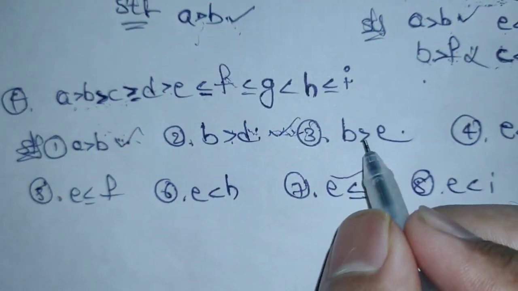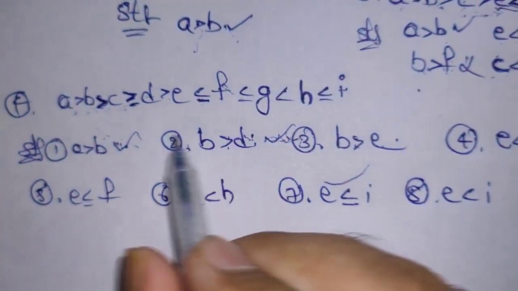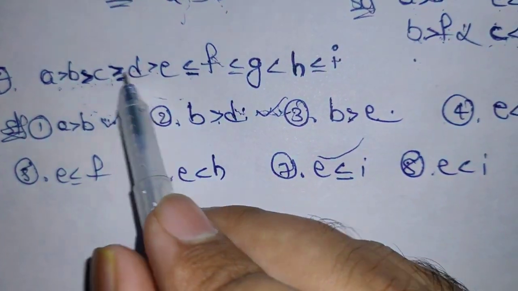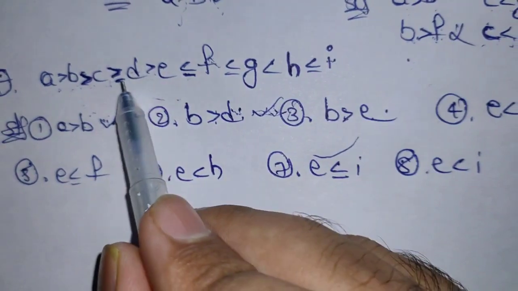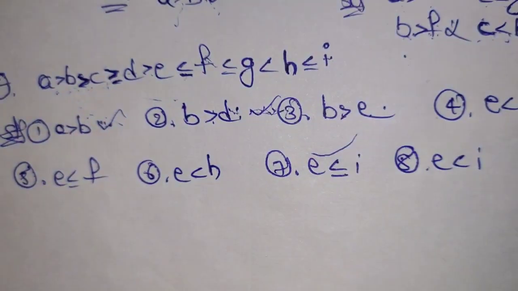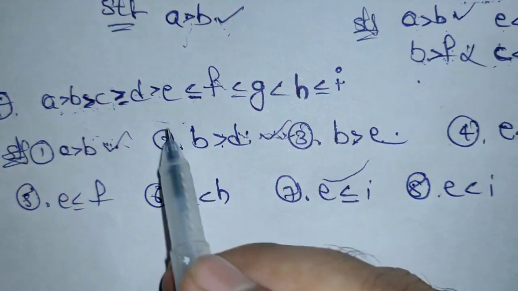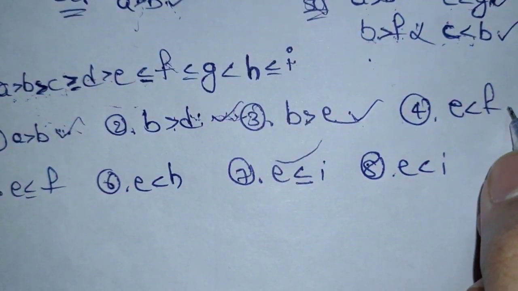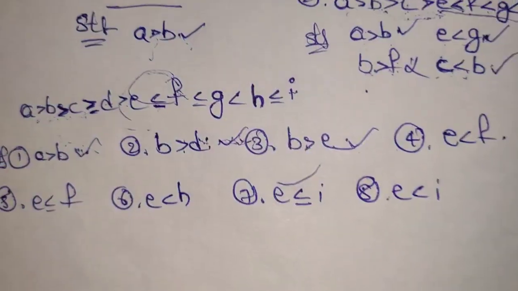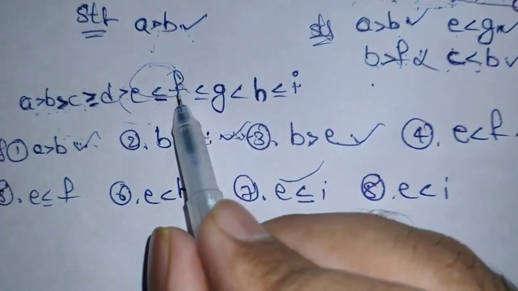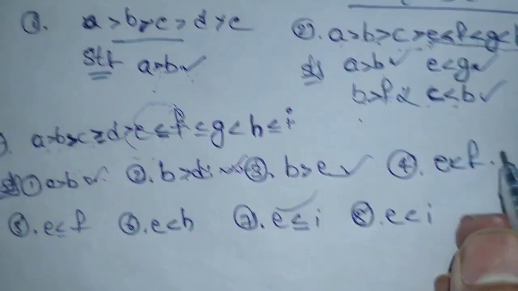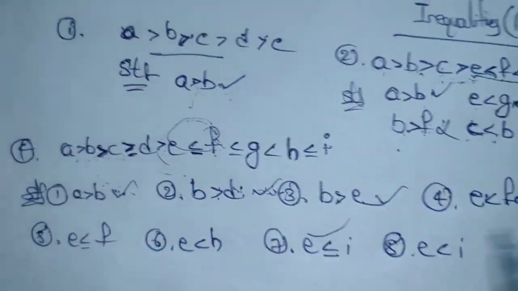So next step, we will go to the next statement: b is greater than e. So we can see b greater than c, greater than or equal to, greater than. So in the middle the symbol is breaking, and we can see greater than as the continuous symbol. Therefore b greater than e is correct. E less than f. Here the question itself says that e is less than or equal to f, but the statement says that e is less than f, so it is a wrong answer.